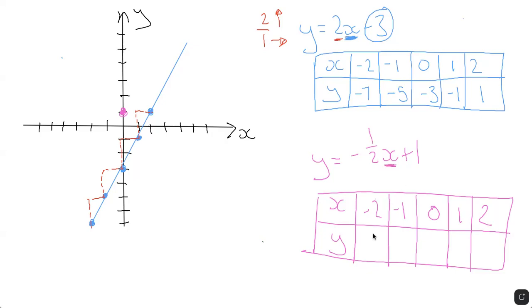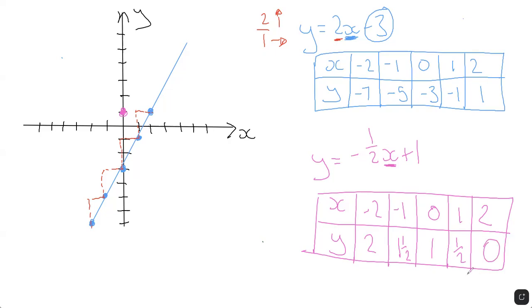Remember, I'm substituting x again. 1 plus 1 is 2. All right, let's try it again. -half times -1 is +half. +half plus 1 is 1.5. 0, well, this is 0. -half times 0 is 0. 0 plus 1 is 1. -half times 1 is -half. -half plus 1 is just +half. And then I do -half times 2, which is -1. -1 plus 1 is 0.